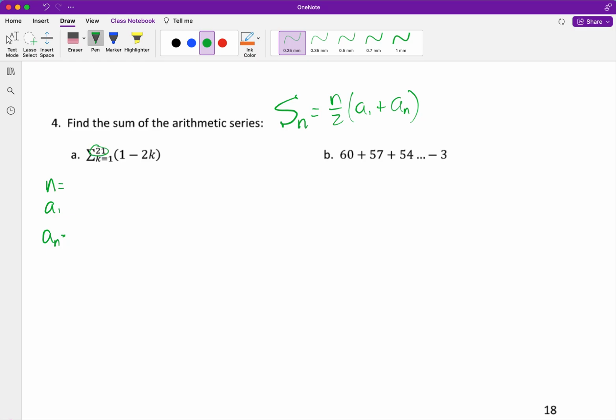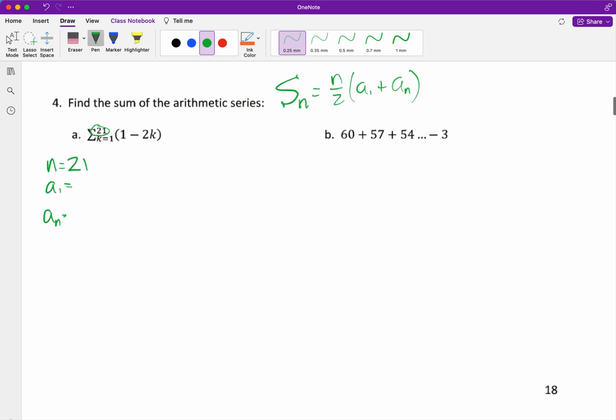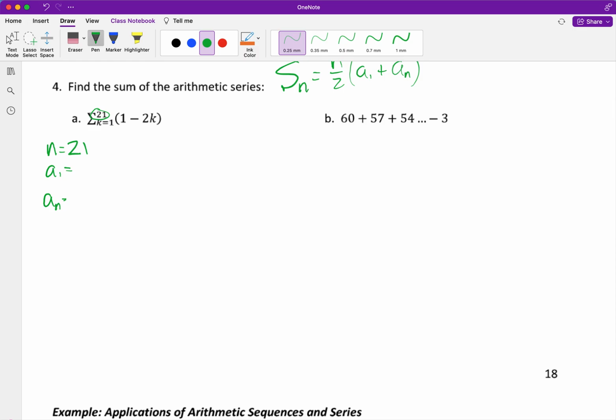So n is the top number when it's written in this summation notation, so that's going to be 21. For a1, we're going to plug 1 in. When I plug 1 into this equation, I'm going to get 1 minus 2 times 1, so I'm pretty sure that that is, in fact, -1. And an, well, that's really asking us for a21 because n is 21 this time around. If I plug that into this formula, I'm going to get -41. So I'm plugging it into the rule that's right here, 1 minus 2k.